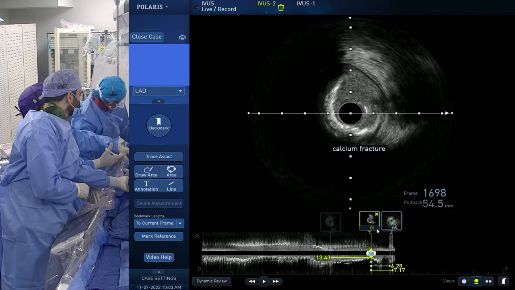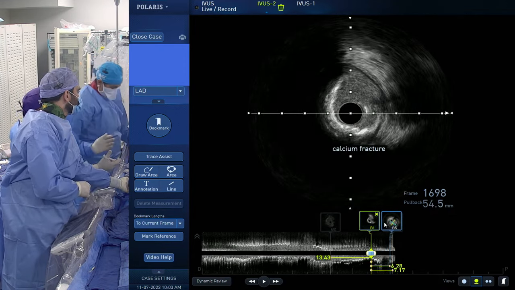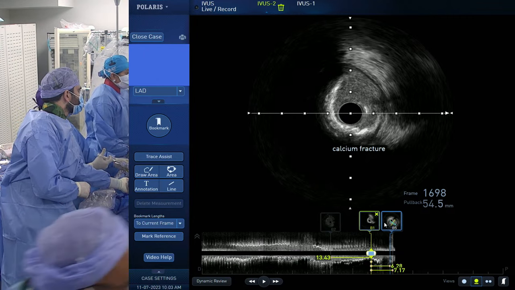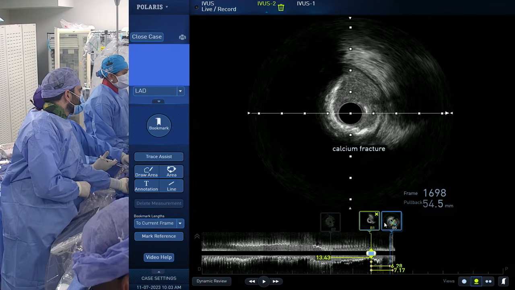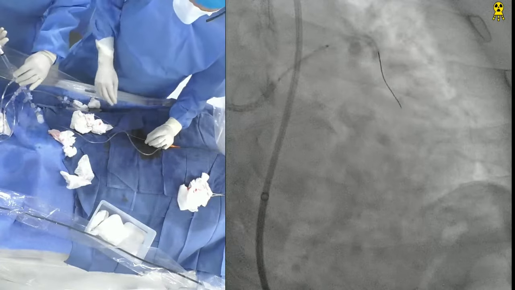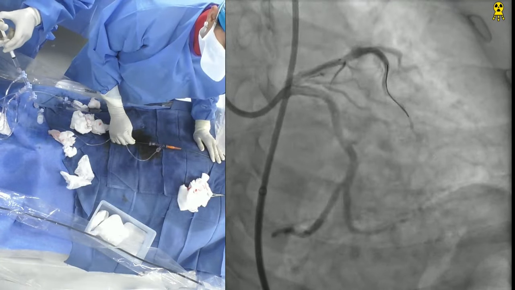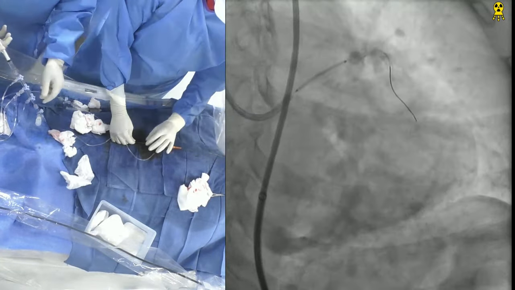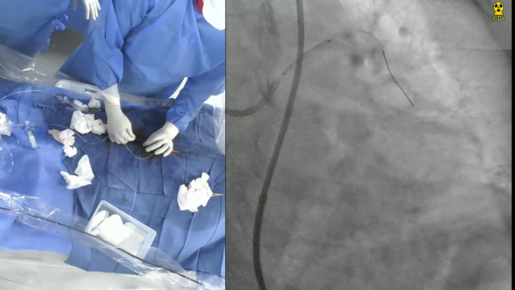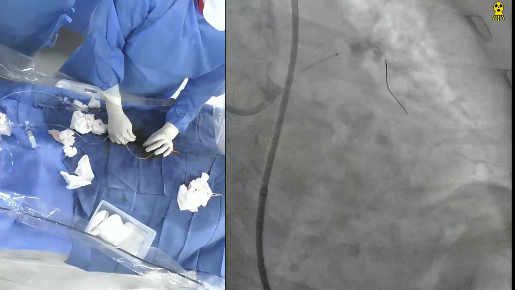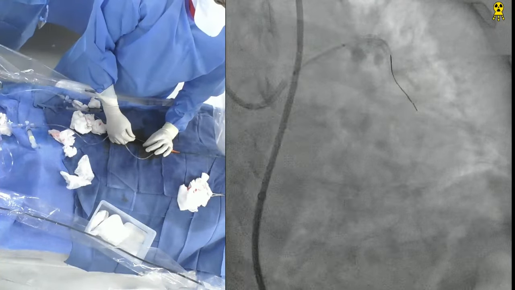Okay, I pull back, right? Let's overlap. I have to overlap a little bit. Yeah, a little bit of overlap. That's fine. Ready? Go up.